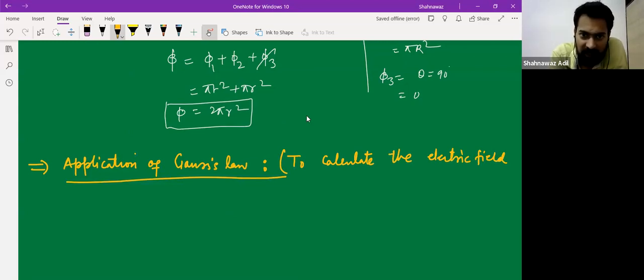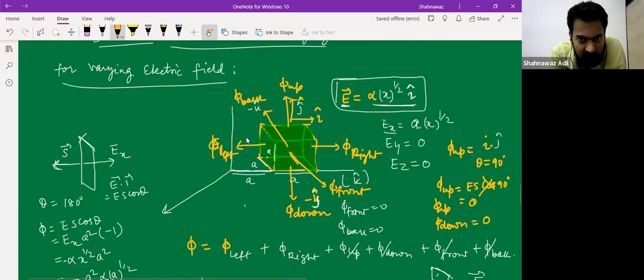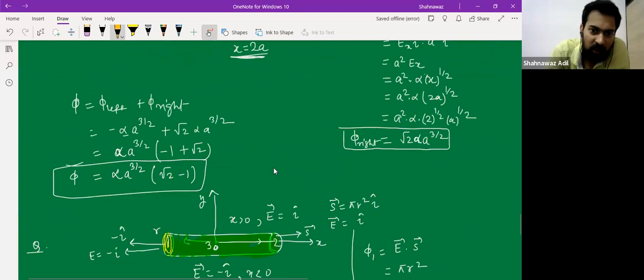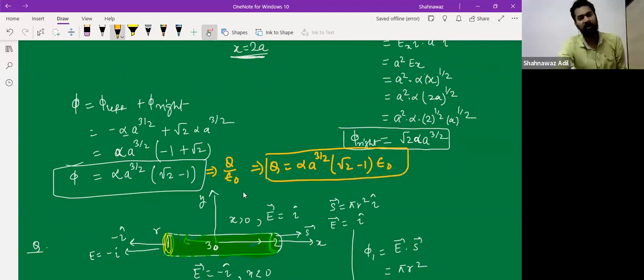In this case, you saw how you can use Gauss law to calculate the electric flux, right? And in this question, we could also have calculated the total charge here. So your phi was this, and this would be equal to what? Q total by epsilon naught. So this would be alpha A 3 by 2 root 2 minus 1 into epsilon naught. So you can also calculate the charges with the help of Gauss law.